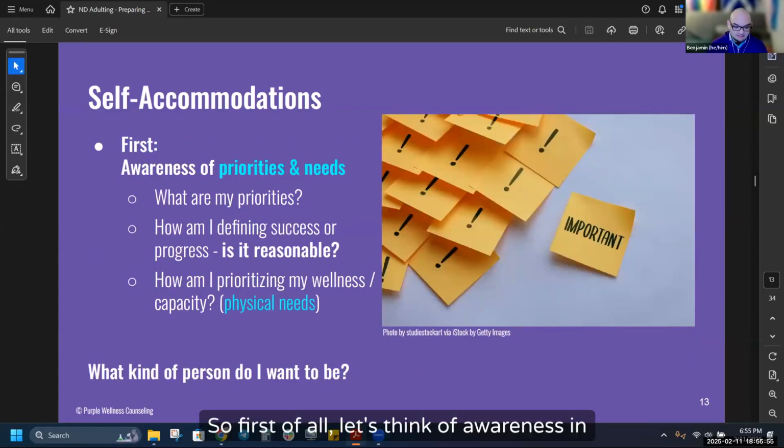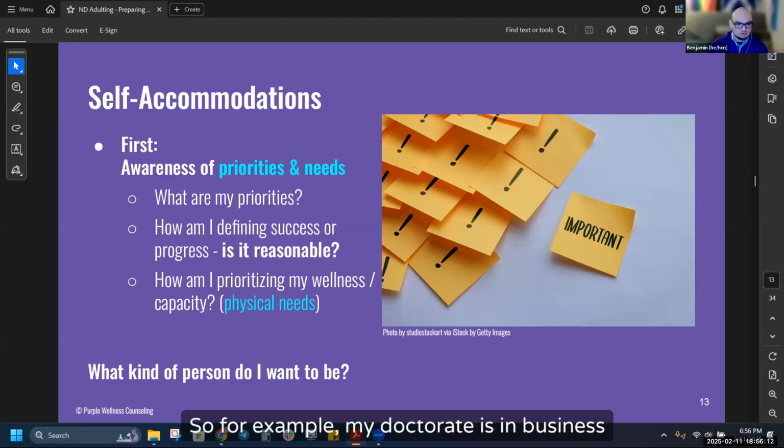So first of all, let's think of awareness in the context of priorities and needs. What are your priorities or goals? How are you defining those? How are you defining success or progress towards those goals or priorities? And are the goals or priorities reasonable?